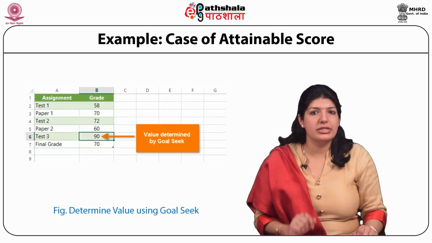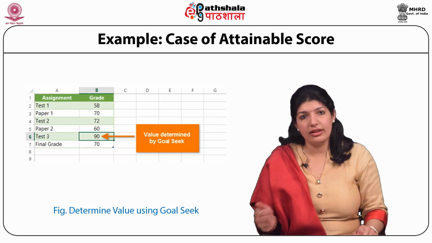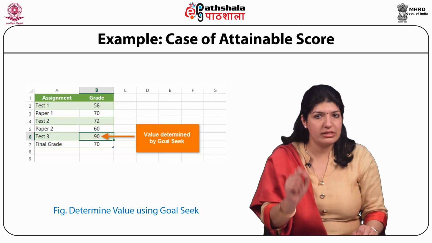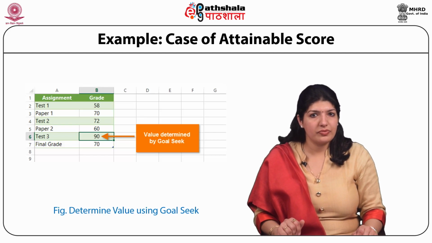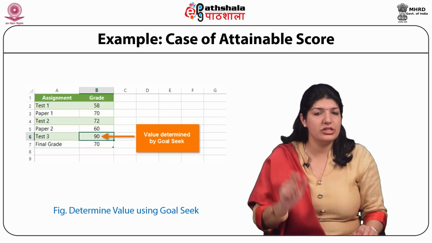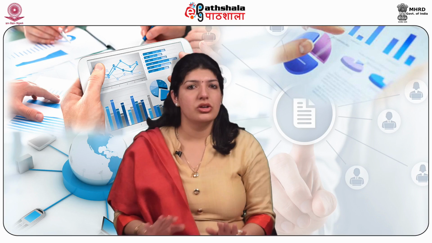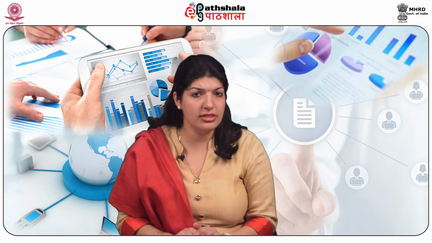Now the dialog box will tell you if goal seek was able to find a solution or not. Click OK. The result will appear in the specified cell. Goal seek calculated that we will need to score at least 70 on the final assignment to earn the required passing grade. So students, let us summarize what we have learned in this module.